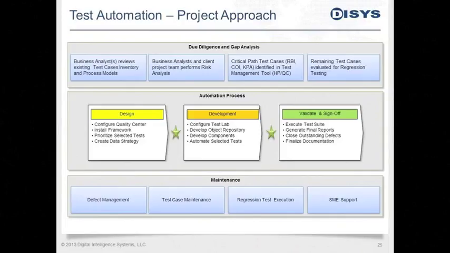Automation process, again, configuring Quality Center, installing the framework, and doing that prioritization, creating the test data strategy. From a development perspective, configuring the test lab, the object repository, components, and selecting the automated test based upon that risk-based analysis. And of course, we do get the validation and sign off to ensure, again, level setting expectations on what is and what isn't automated and tested. And of course, generate all the artifacts.